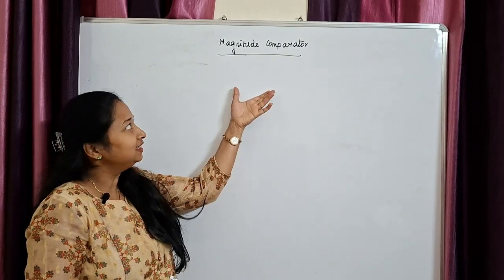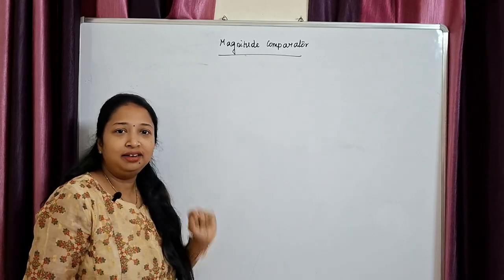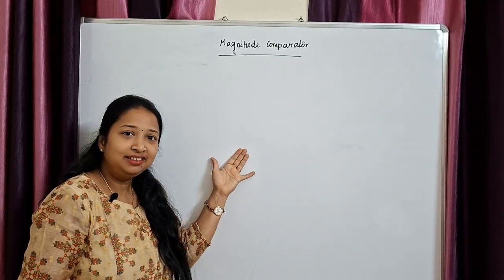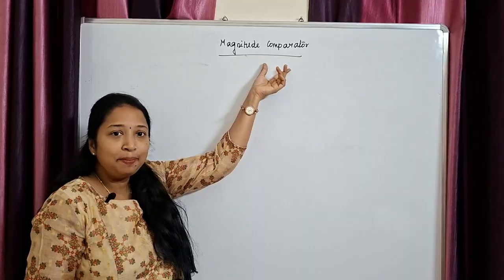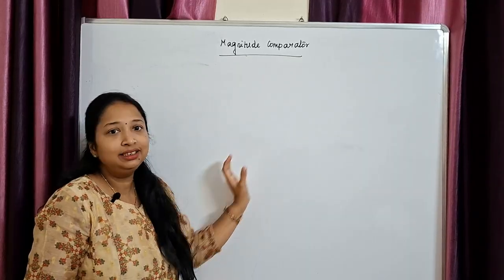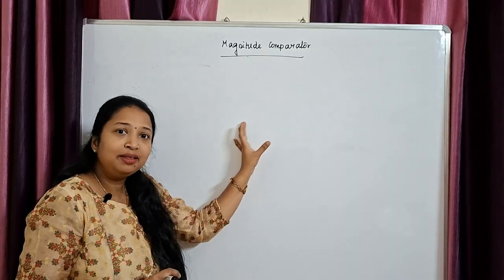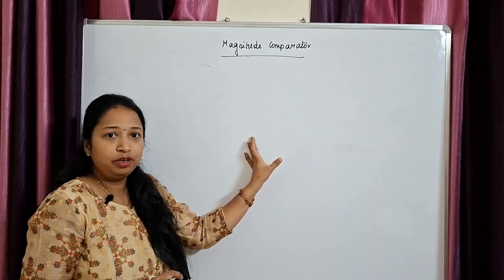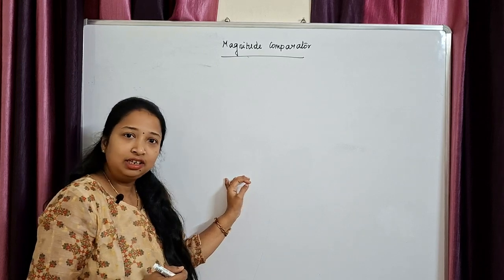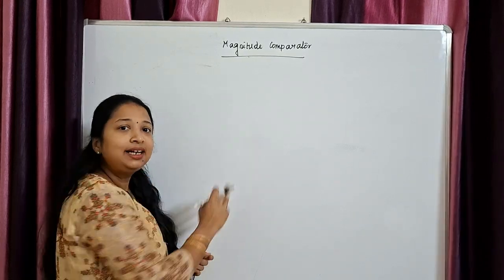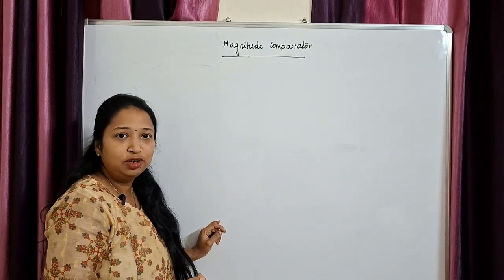Hello all, in today's lecture we are going to see about magnitude comparator. What is magnitude comparator? As the name implies, comparator meaning you're going to do a comparison of two numbers. Magnitude comparator implies you're going to compare the magnitude or the amplitude of your input signal to give your output. Clear? This magnitude comparator is again an example for your combinational logic circuit.